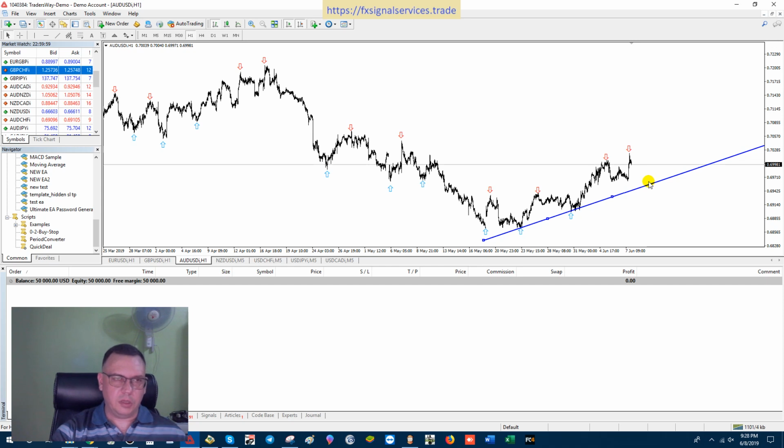And you can hold it for long term, really. Once you place a buy trade, you can hold it for several days easily and catch a lot of pips in the process. So anyhow, that's my analysis for the AUD USD.